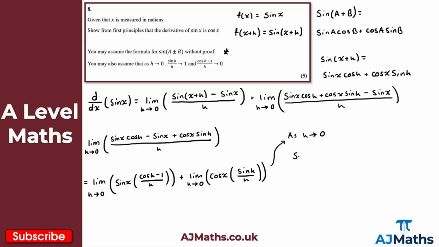So I get sine x times 0 there. And then here, we've got cos x. And then sine h over h, so as h tends to 0, that tends to 1. So I've got cos x times 1 there. And what you'll notice here then is sine x times 0, well, that's 0. Then we've got cos x times 1, giving us cos x there. Okay. And there we have it.